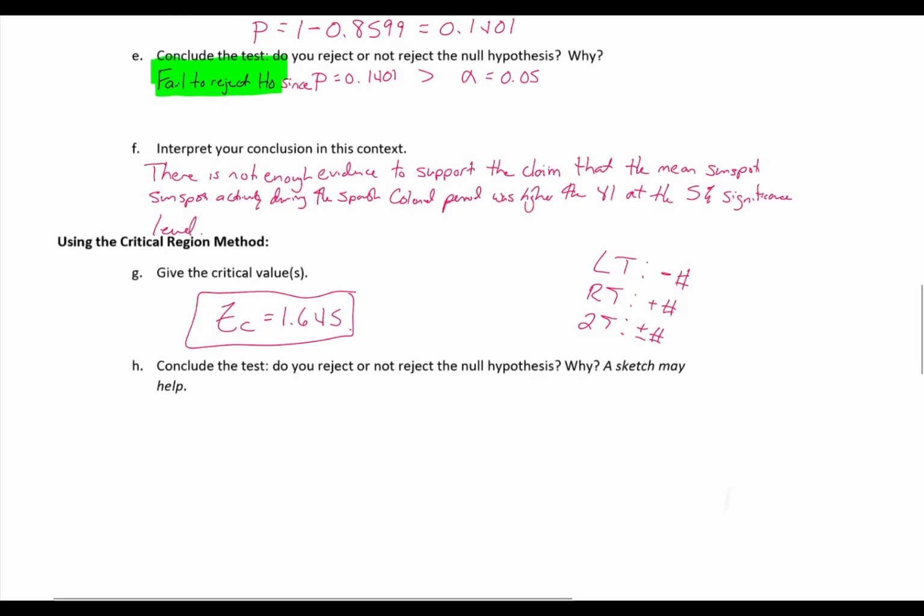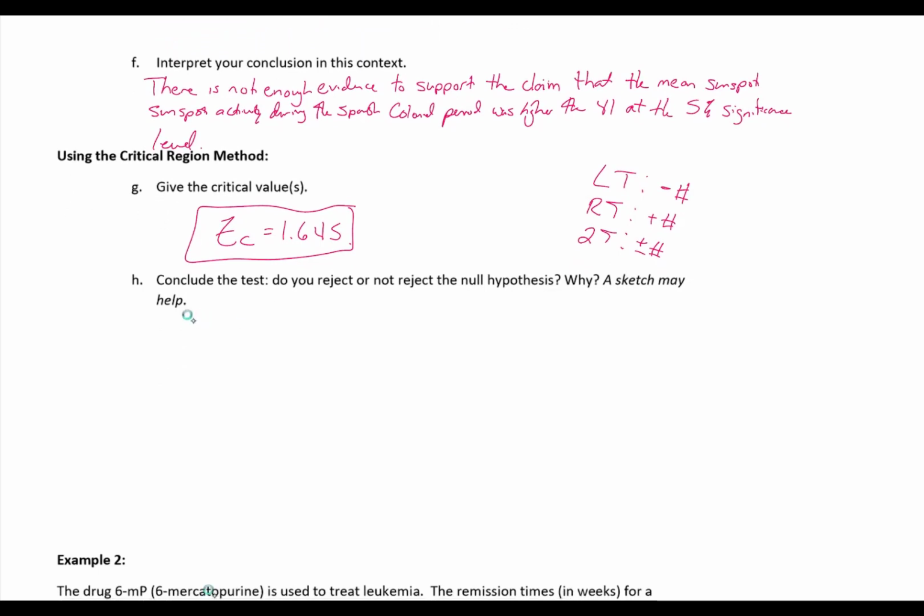So now we want to conclude our test again. So usually what I recommend doing is do a sketch. It's going to look very similar to the ones we've been doing all semester since we started normal distributions. So we're graphing our z-statistic and our critical value basically. So I want to start out, when you're doing this, just throw your critical value on here. So in this case, our critical value is 1.645. So we're somewhere about here.